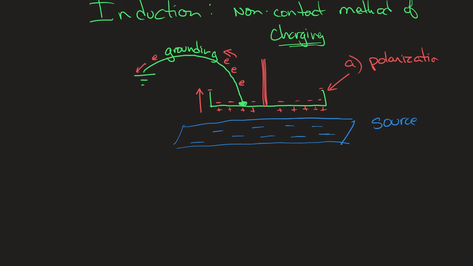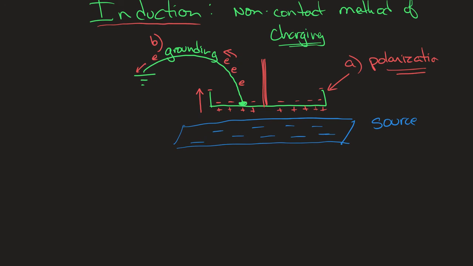So we did step 1, polarization, and then we did step 2, grounding, and those are the 2 hallmarks, or the 2 key stages. There are other ways of doing induction. They always involve polarization and then separating the charges from each other. But the one that we have the most experience with, of course, is this polarization and grounding.